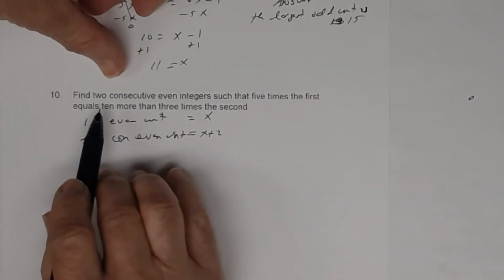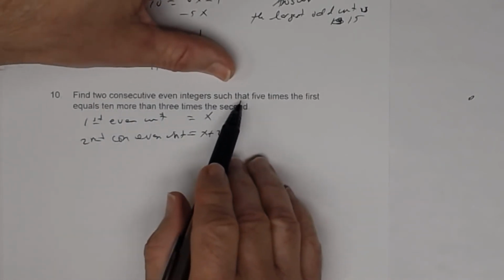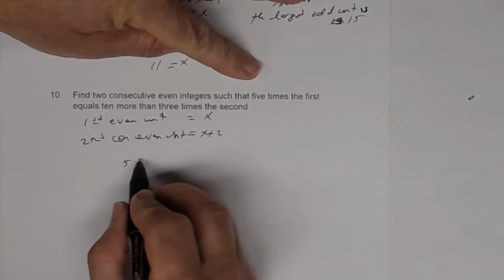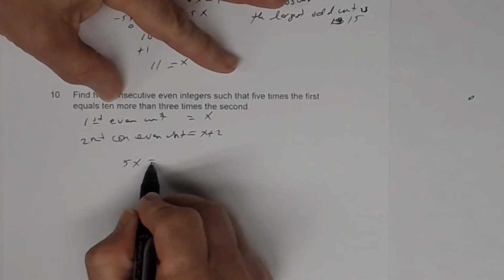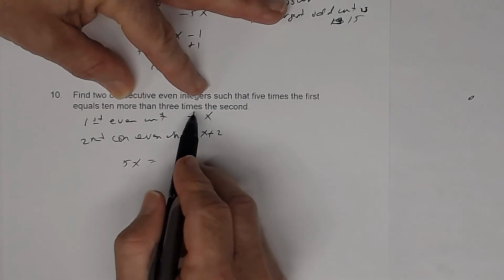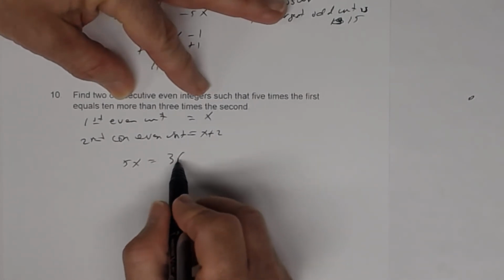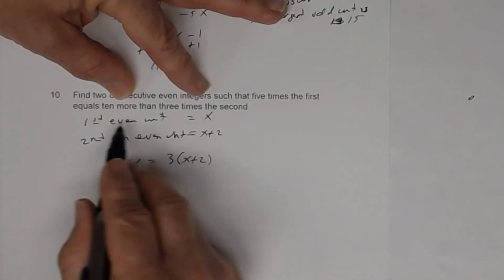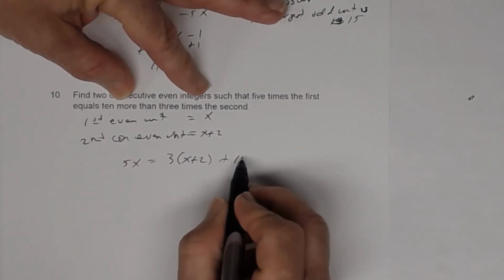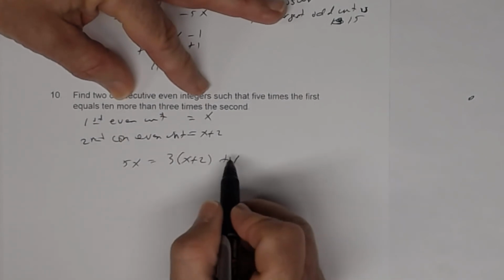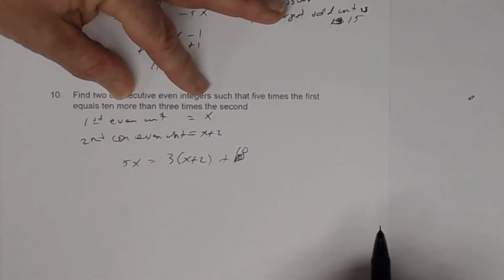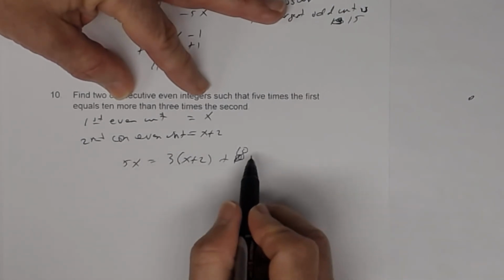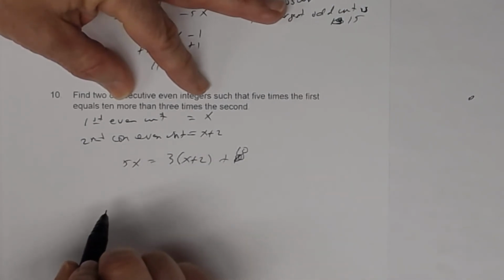All right, so let's write our equation. Find two consecutive even integers such that 5 times the first, so here's the first, so 5 times the first means 5x, is equal to 10 more than 3 times the second. So 3 times the second, which one's the second? This one. So it'll be (x plus 2). But it says 10 more, right? 10 more means to add. So we're going to add 10. So there's your equation. 5 times the first is 10 more than 3 times the second.